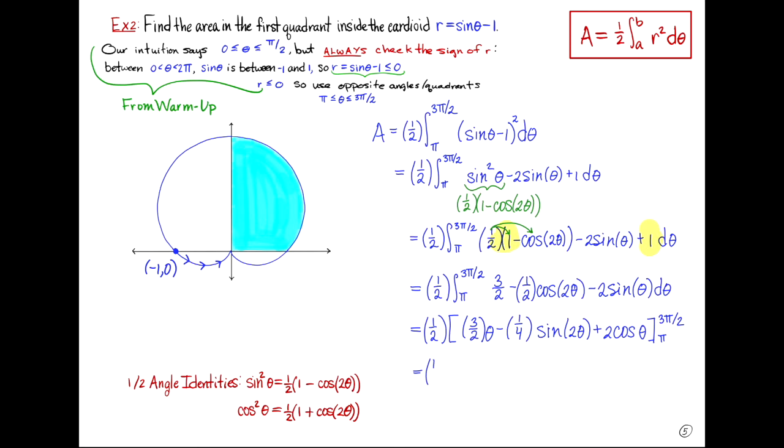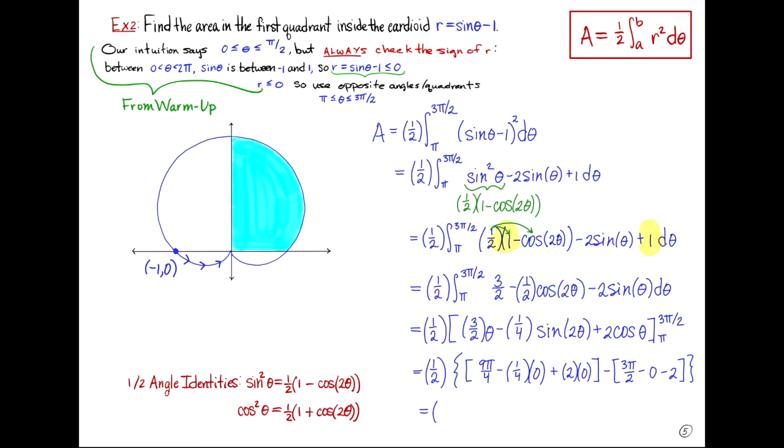Evaluating our bounds, when theta is equal to 3 pi over 2, we have 9 pi over 4 minus 1/4. 3 pi over 2 times 2 gives us 3 pi, and sine of 3 pi is 0. Cosine of 3 pi over 2 is also 0. Subbing in our lower bound of pi, we have 3 pi over 2. Sine of 2 pi is 0, and cosine of pi is -1 times 2 gives us -2.